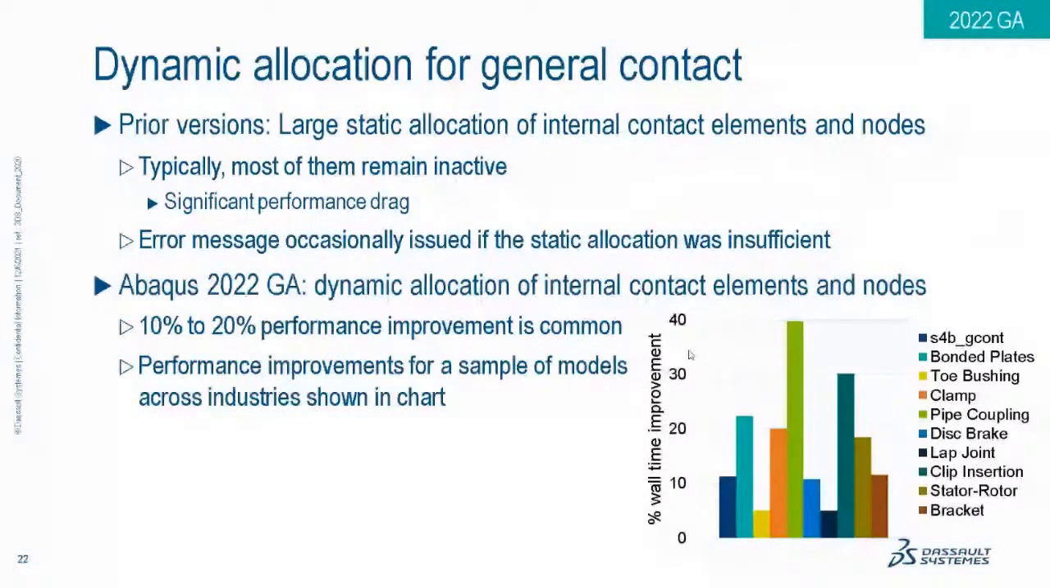Right? The biggest improvements are going to be coming from models that have large numbers of contact faces and nodes with relatively few of those that come into contact. Benefits are a bit less when you have large numbers, percentage-wise, of the contact elements and nodes coming into contact throughout the simulation. So this is in there and on by default. So out of the box, if you have general contact models, you can expect to see some performance benefits due to dynamic allocation.